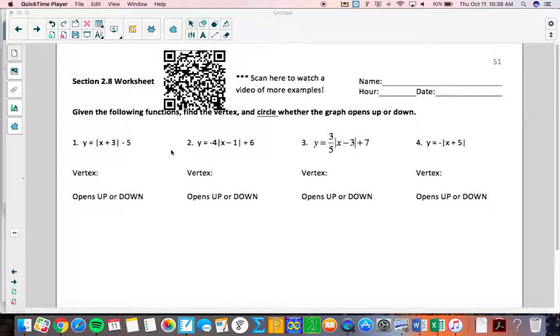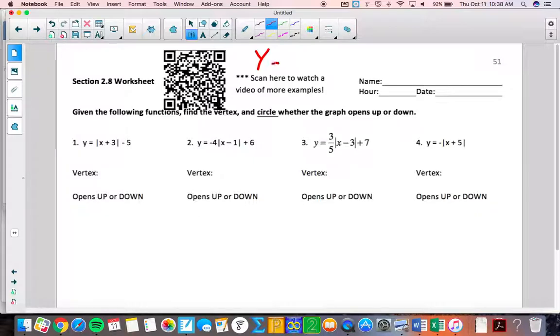This is worksheet 2.8. We're graphing absolute value functions or writing the equations of absolute value functions given a graph. Here, before we start doing that, we're just going to analyze where the vertex is and if it opens up or down. So remember, our template or mother function of an absolute value function looks like this: y equals a times the absolute value of x minus h plus k.